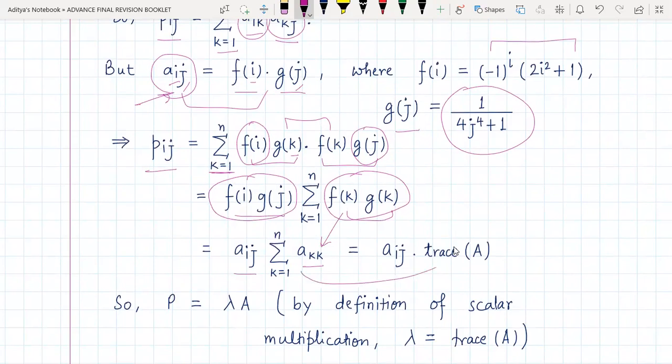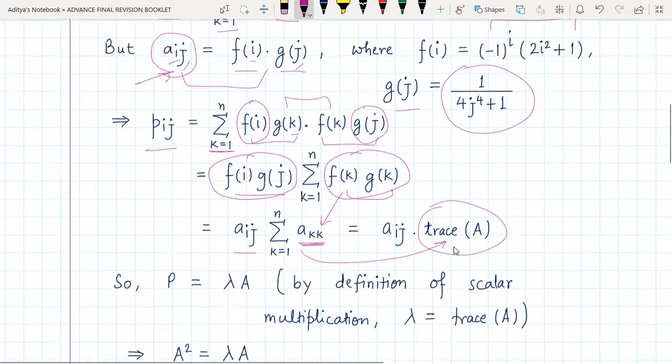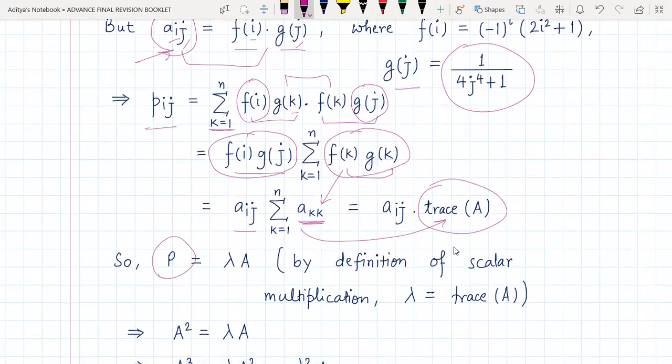But this is exactly the trace. This is the definition of trace, the sum of diagonal elements. So A_ij into trace A it becomes. So P would become lambda into A. Lambda is the trace only. This number I am calling lambda. The trace of A we have called lambda.